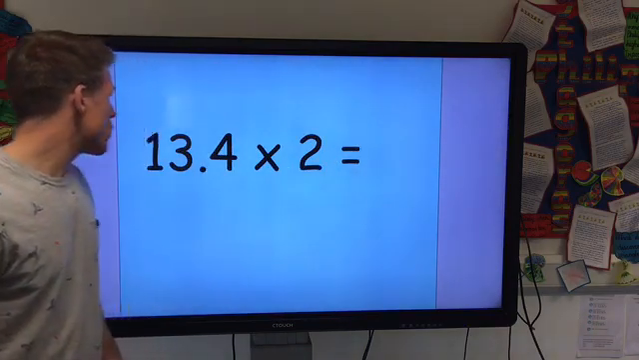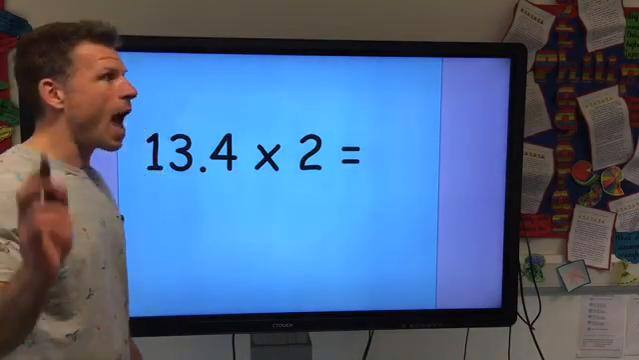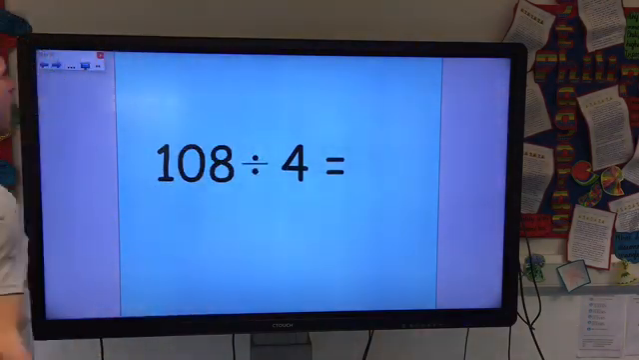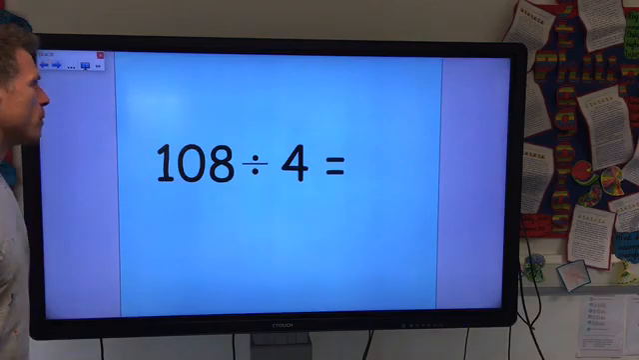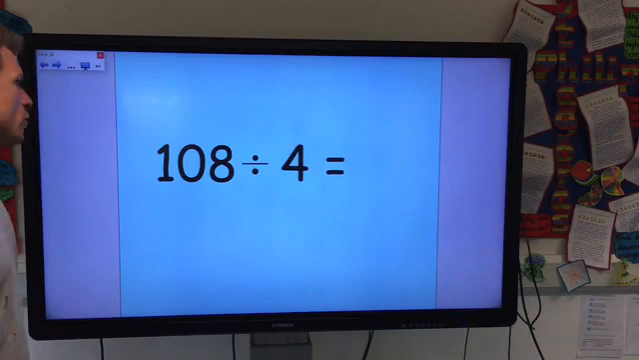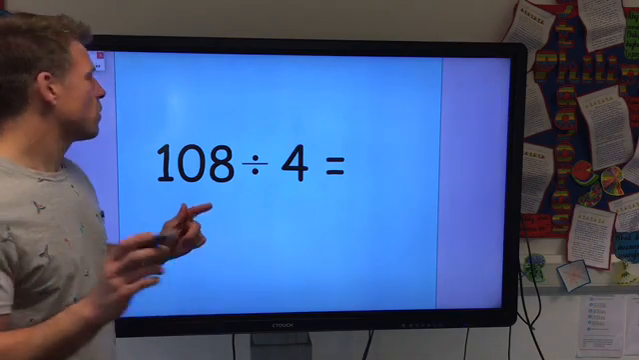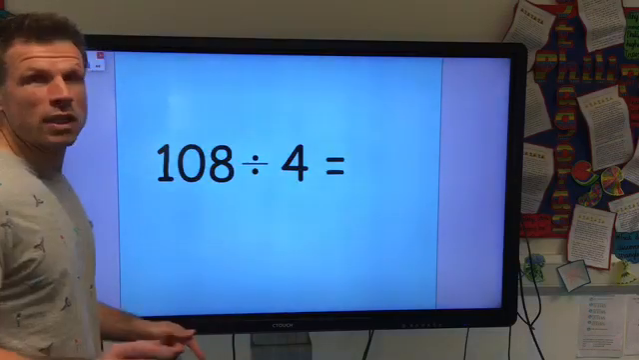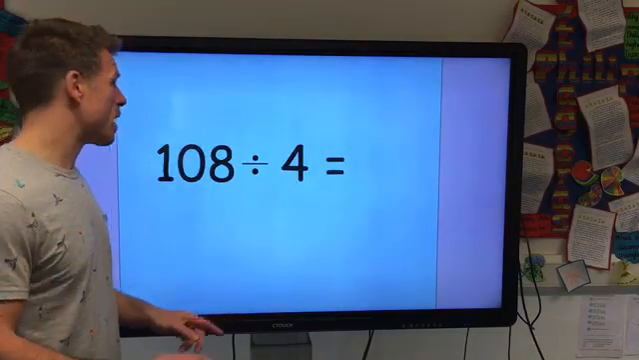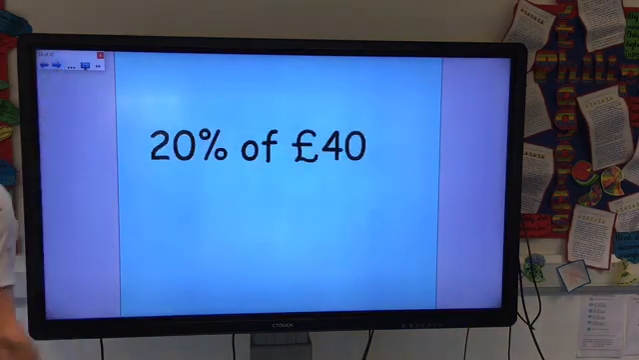13.4 times 2 is 26.8. 108 divided by 4. Quick way to divide by 4, half and half again. So I make that 27. Of course, as I've said before, if I get any wrong, it's a deliberate mistake, and well done for spotting them, if you do spot them.